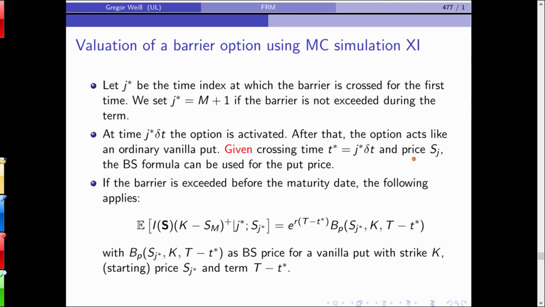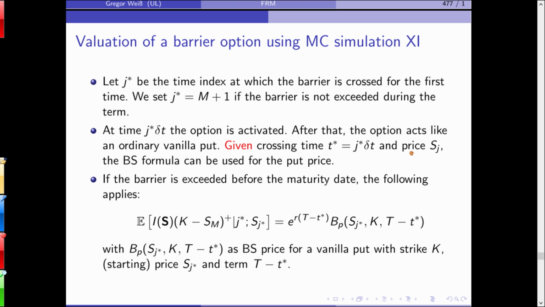Now let J star be the time index at which the barrier is crossed for the first time. We set J star equal to m plus 1 if the barrier has not been exceeded during the term, so the option has not been knocked in. At this time, J star times delta t, the option is activated. And after that, the option is just like a regular put, like a plain vanilla put.